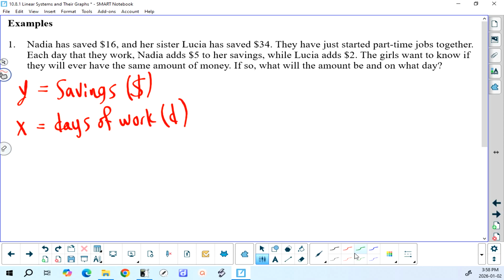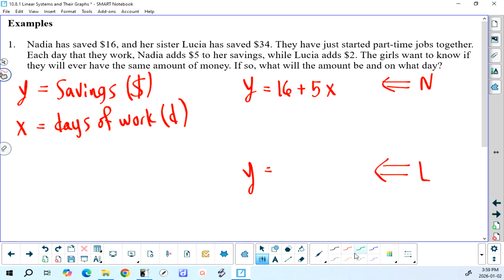So how can we find out? This first one is going to be for Nadia. How can we find an equation that describes how much money she has? Well, all we have to do is take the current amount of money she has, which is 16, and add 5 times the number of days. Because each day that she works, it goes up by 5. When we take a look at Lucia, it's going to be her $34 plus $2 per day times the number of days.